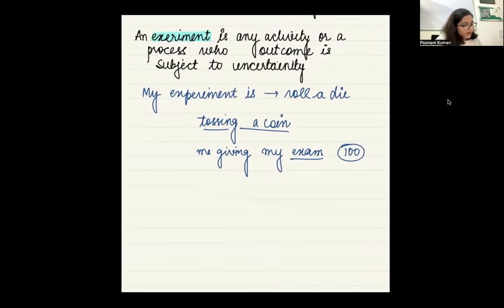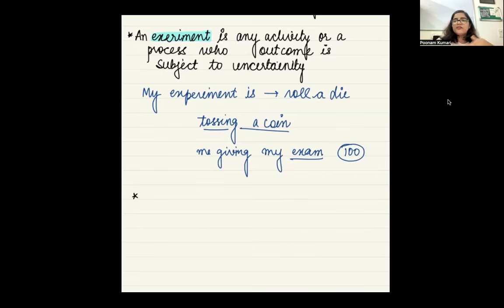Okay. All right. Is that fine? Oh, ma'am, giving an exam will also be an experiment? Yes, that is also an experiment. If, let's say, it's an entrance exam, whatever score you get, the outcome could be whether you clear that paper or you don't clear that paper, right? Whether you get selected or not get selected. Okay, what else could be the examples? Multiple things. Any activity whose outcome is subject to uncertainty would be called an experiment.